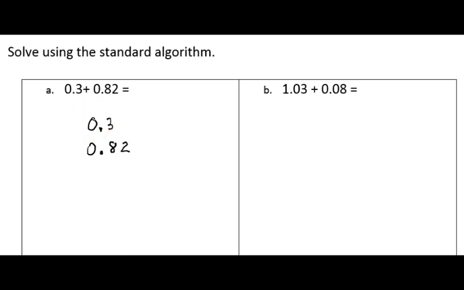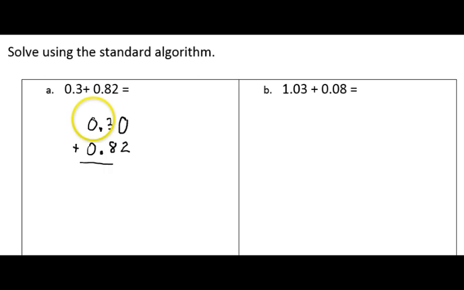Here I have 2 hundredths. I don't have any hundredths in my first number, but sometimes it's helpful just to put a 0 there to keep your numbers lined up. It's okay that we put that 0 there because we haven't changed the value of the number. I still have 3 tenths and 0 hundredths. Doesn't change the value of the number.